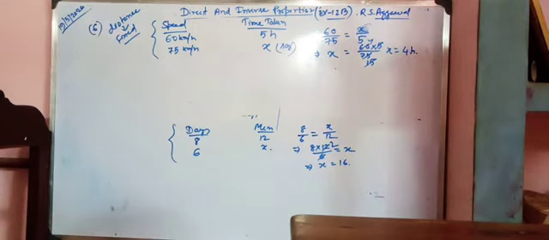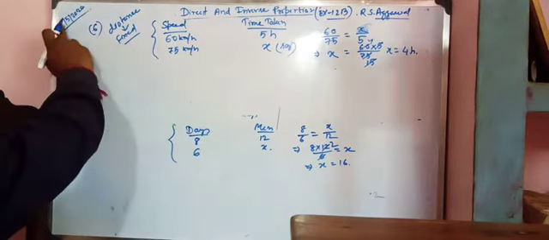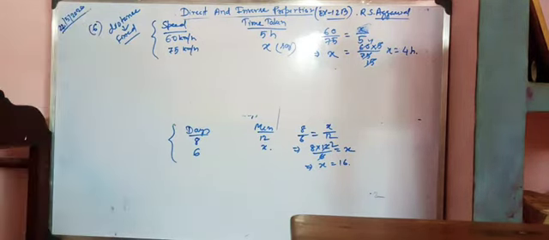Next come to another question. Question number 7 of R.S. Agarwal math book, exercise 12b. A factory requires 42 machines to produce a given number of articles in 56 days. How many machines will it require to produce the same number of articles in 48 days?